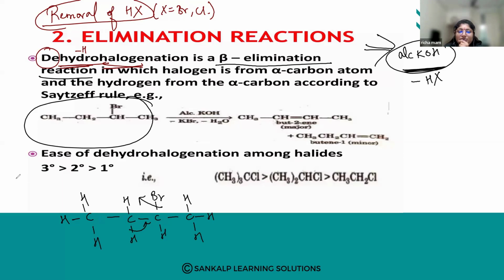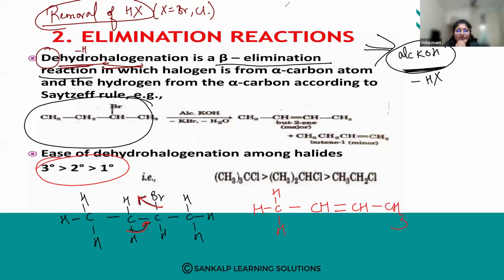So you can see here, one hydrogen from here and one halogen from here is removed. So I'm going to get CH3, C, H, double bond CH and CH3. This is the product, the major product which I am going to get. The ease of dehydrohalogenation among halides is tertiary more than secondary, and then primary.